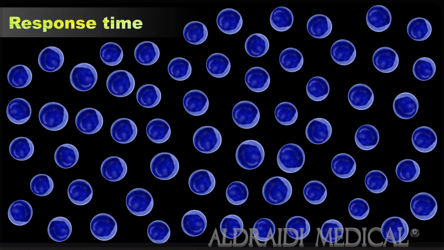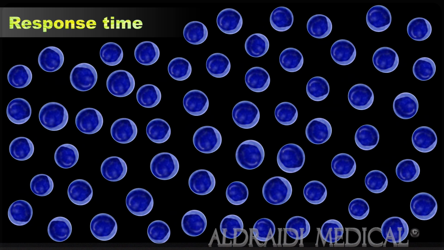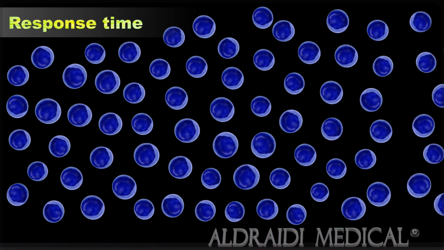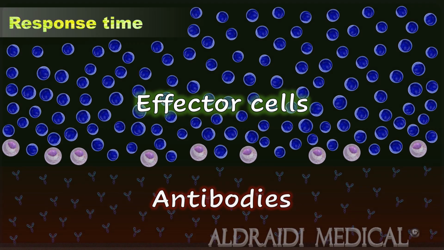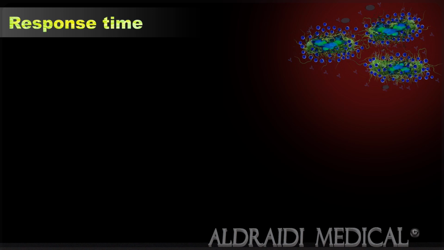So adaptive immunity relies on expansion of antigen-specific lymphocytes. And this expansion enables the body to have sufficient numbers of effector cells and antibodies that will eventually migrate to the site of infection to mount an effective immune response.